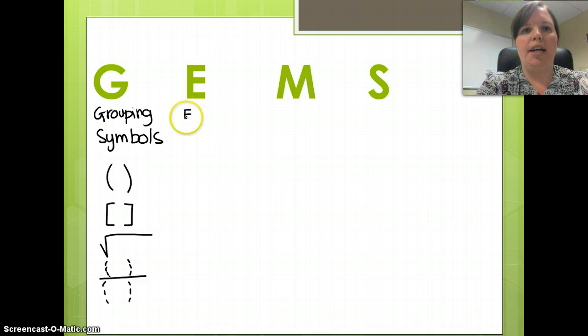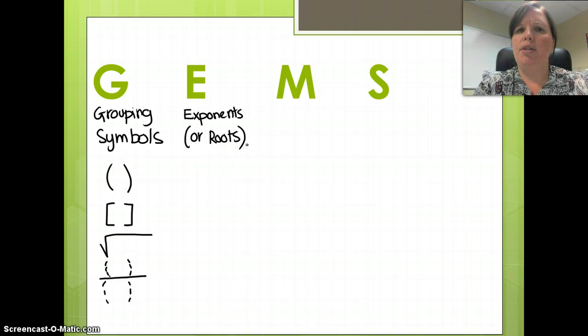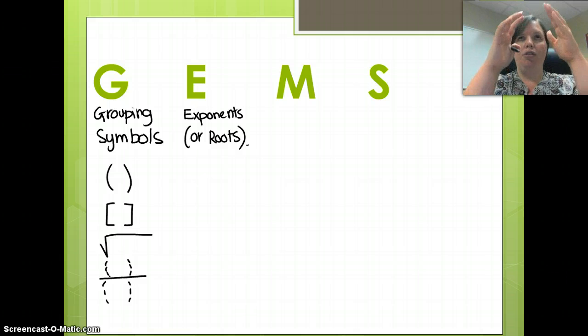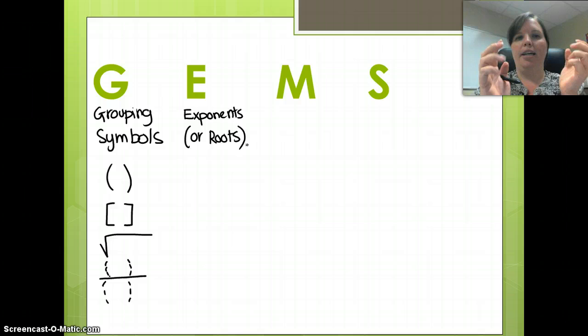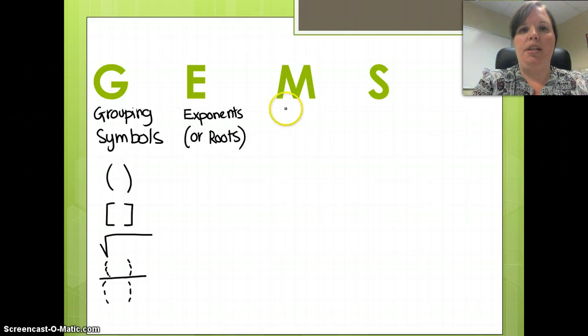The other ones stand for pretty much what you expect. E stands for exponents. So what order should we deal with operations? Grouping symbols first, then exponents, and I'm going to put in here or roots. You might be saying, wait, you just put roots in grouping symbols. Grouping symbols means it's just making you aware that this group is high priority, what you need to take care of. Not that you actually need to take care of the square root. That comes under the E.